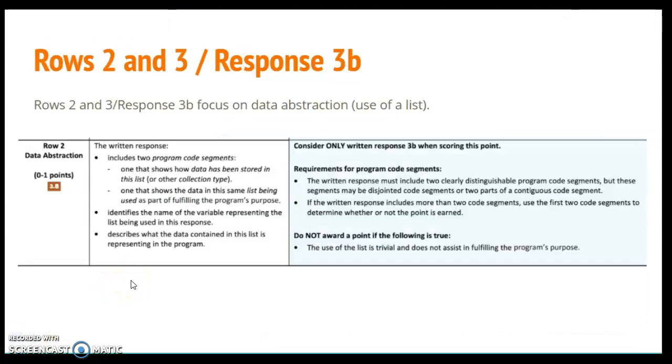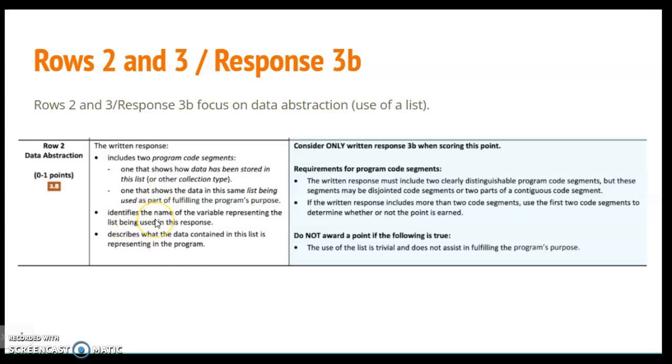All right, so that was row 1. This is row 2 and response 3B. Now, we've already talked about this part. The written portion is going to be your 2 program code segments, one that shows how the data is being stored in the list, one that shows how the data in the list is being used as part of the program's purpose. Now remember, you don't necessarily have to have the list in the procedure. You just have to have the list so that it fulfills a purpose. It can't be obsolete. You have to make sure you're actually using it.